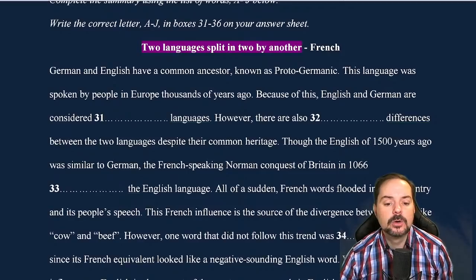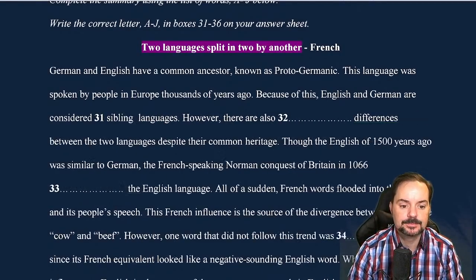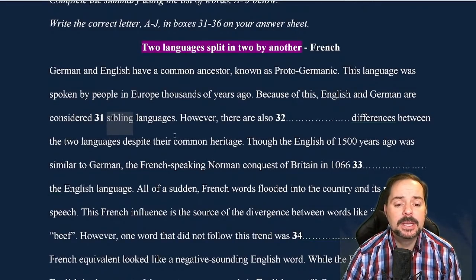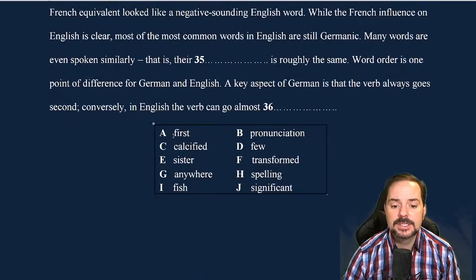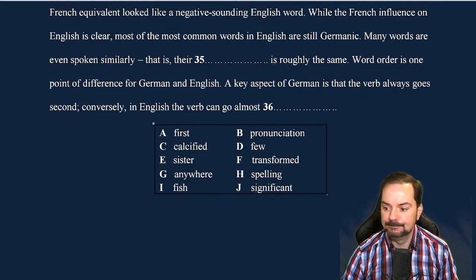Sibling. That's right, Jainil. So here I have sibling, right? For 31. Sibling languages. Okay. And so sibling languages, now I can look for this. Let's see. First, calcified, sister, anywhere, fish, pronunciation, few, transformed, spelling, significant. Which one is the closest here to sibling out of these choices?